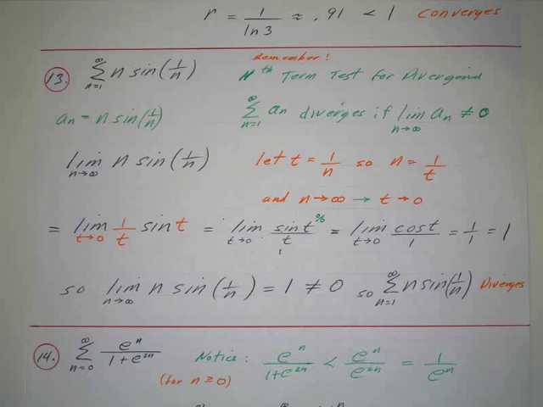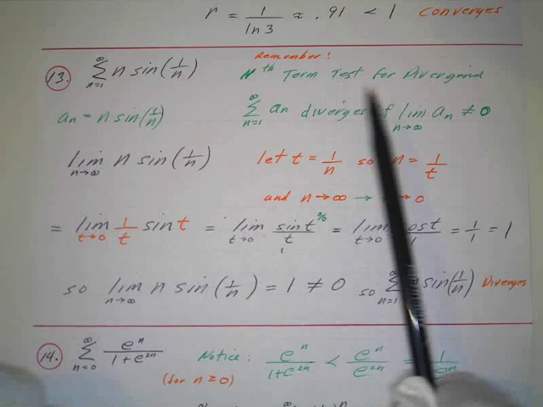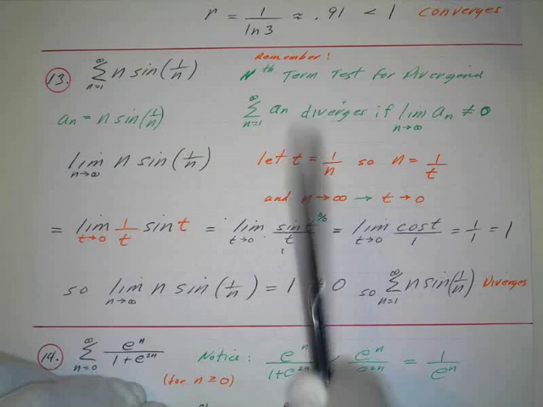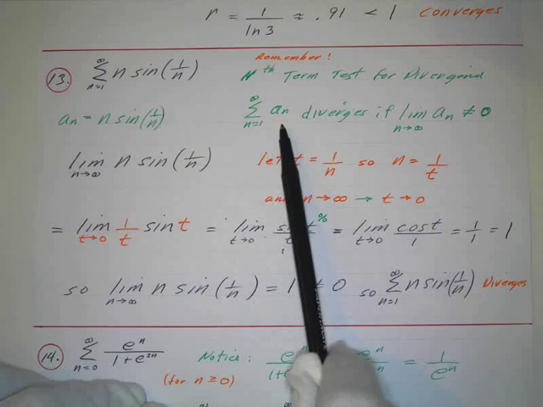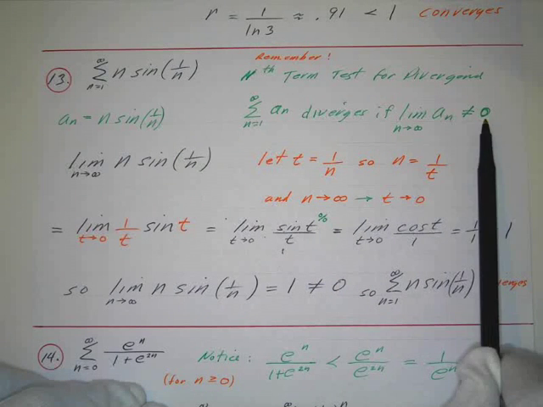Okay, these are some more problems from section 9.5, and again we just want to test for the convergence or the divergence and specify what test we're using. There's several different tests. Here's number 13. Now remember the nth term test for divergence: the series diverges if the limit is not equal to 0.